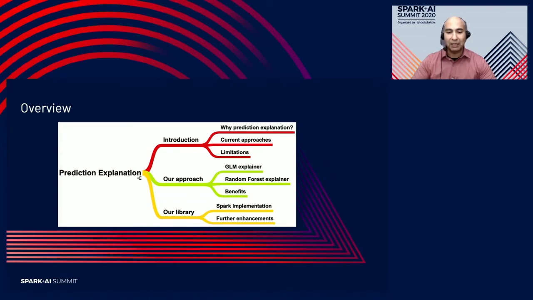How did we implement that for GLM? How did we implement that for random forest? And then we will talk about the open source library we're making available if you wanted to use this in your own Spark implementations.